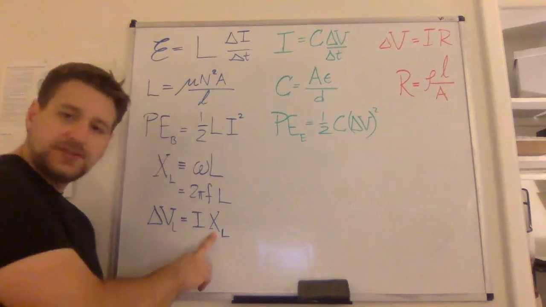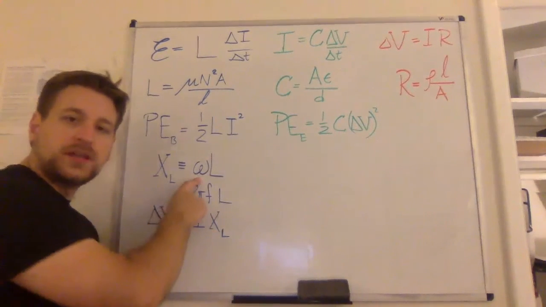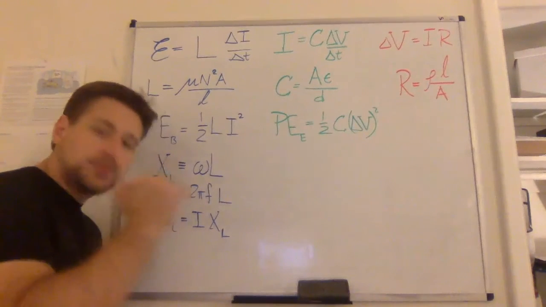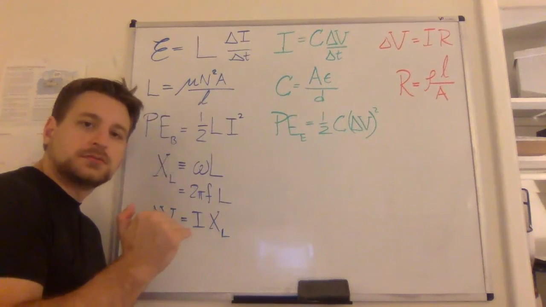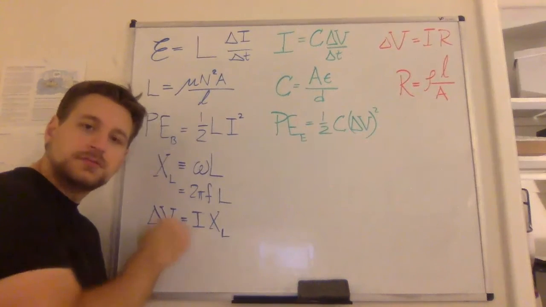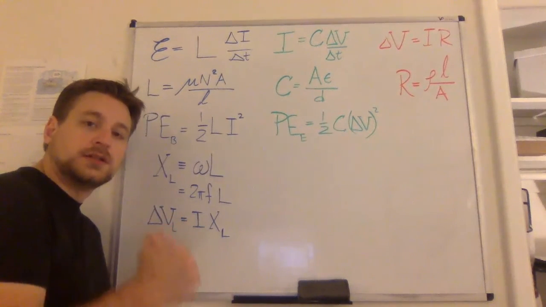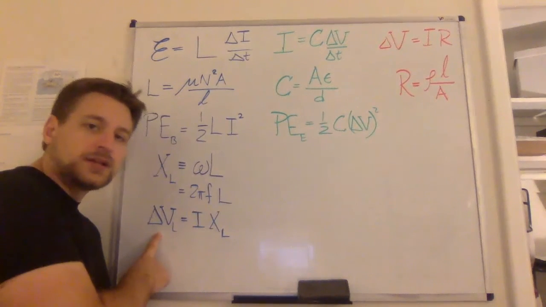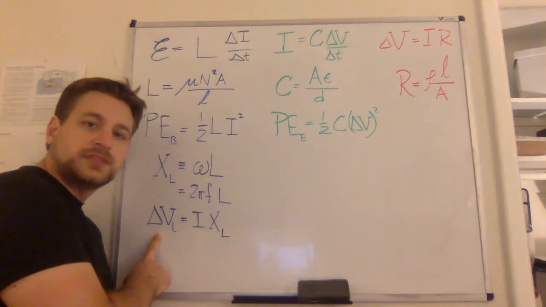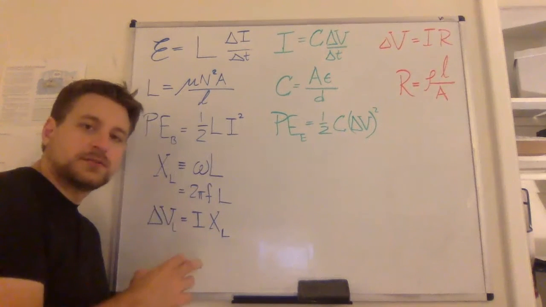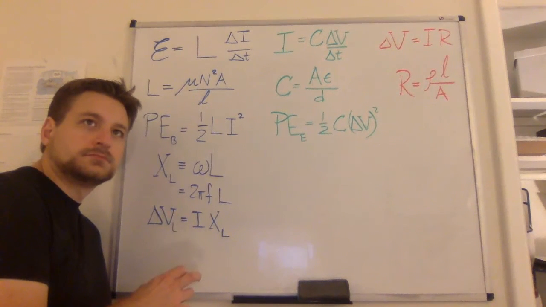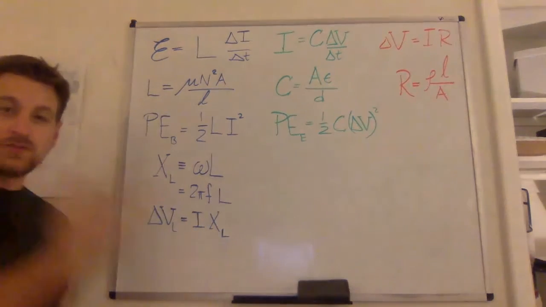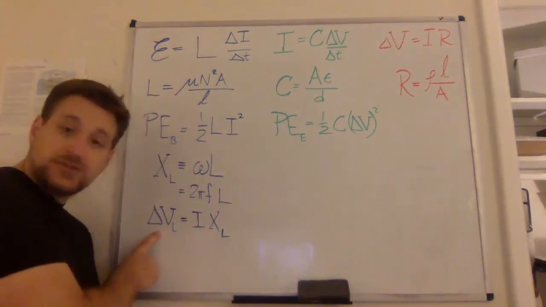If we increase this by increasing omega, passing a given amplitude AC current through an inductor gets us a greater potential difference across the inductor. The inductor reacts more strongly.